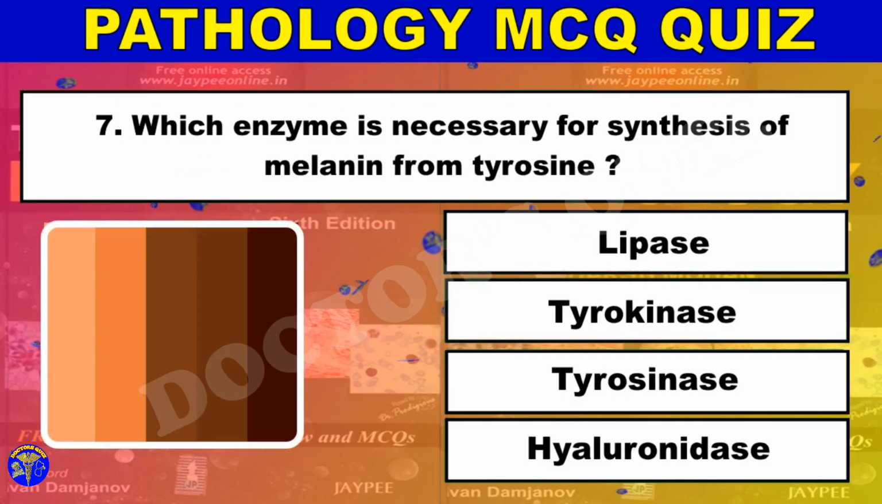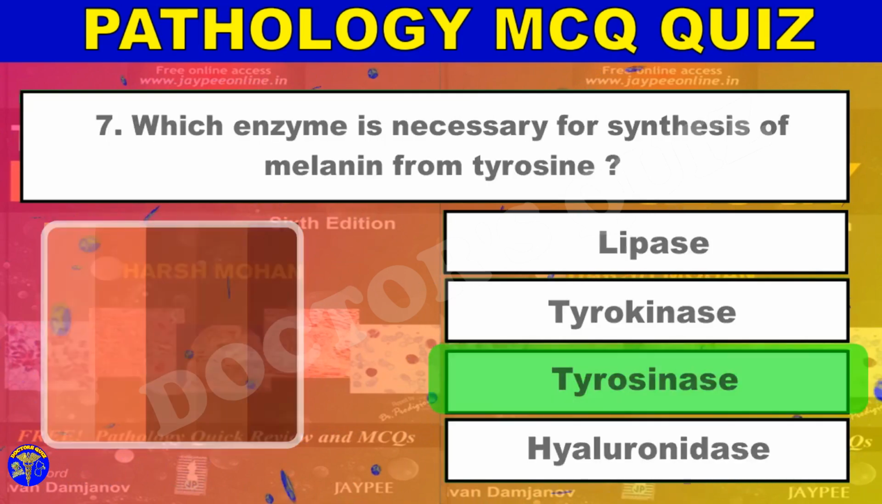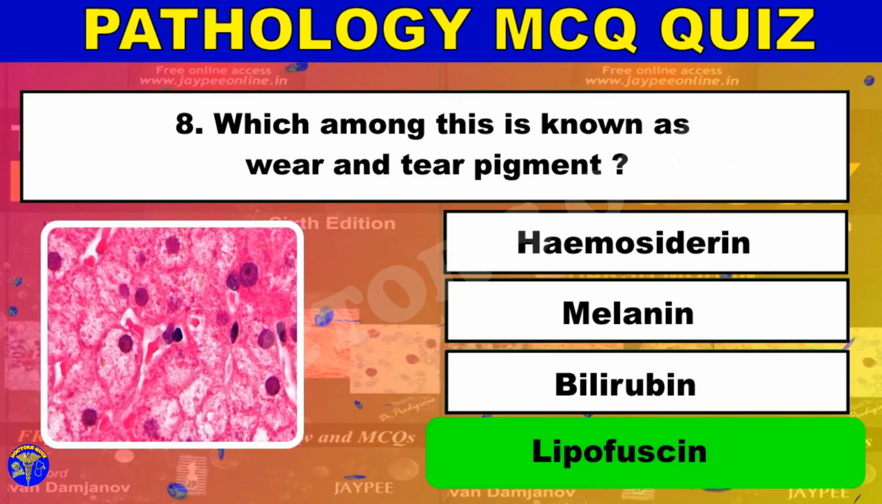Which enzyme is necessary for synthesis of melanin from tyrosine? The options are lipase, tyrokinase, tyrosinase, hyaluronidase. The right answer is tyrosinase. Which among this is known as wear and tear pigment? The options are hemosiderin, melanin, bilirubin and lipofuscin. The right answer is lipofuscin.